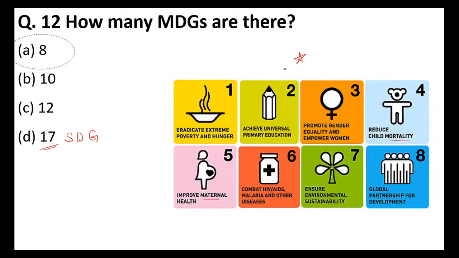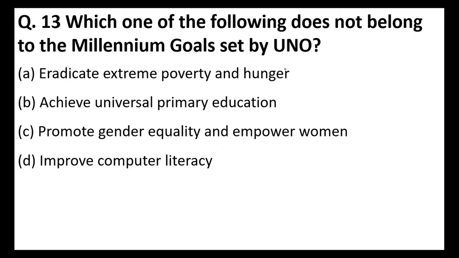Next we have: which one of the following does not belong to the Millennium Development Goals? In the previous question only we have discussed. So here they are asking which does not belong. Extreme poverty and hunger is there, universal primary education is there, promote gender equality and empower women is also a goal. This is the first and second, and this is the third goal. Option 4, improve computer literacy. This is not a goal under the Millennium Development Goals.